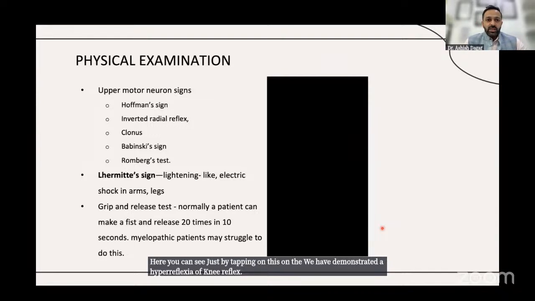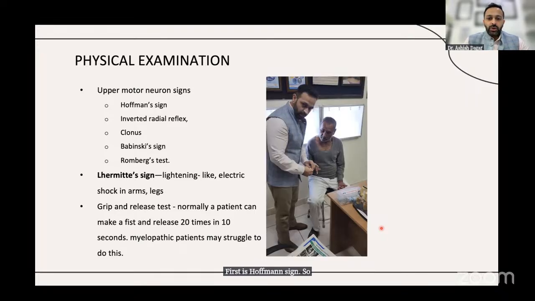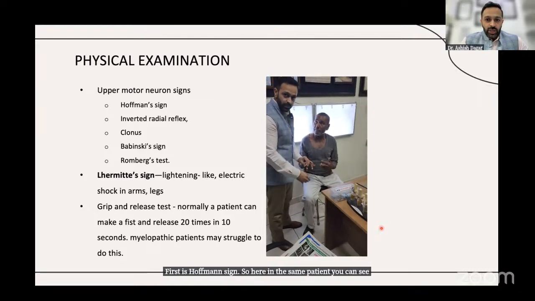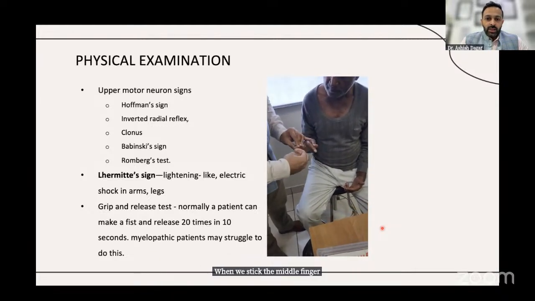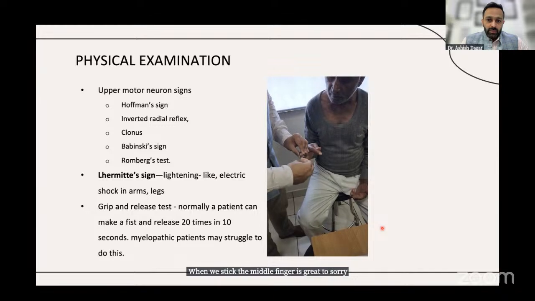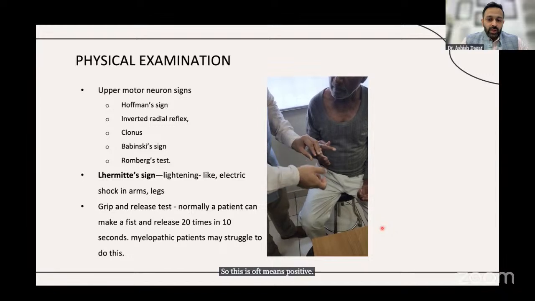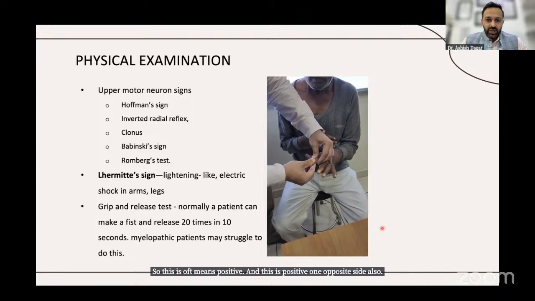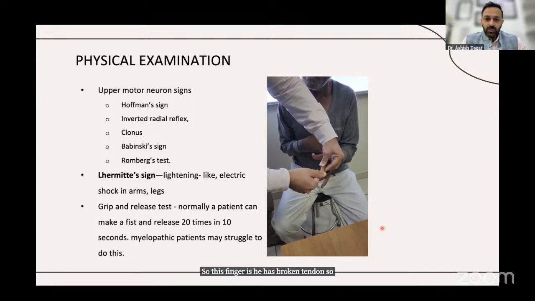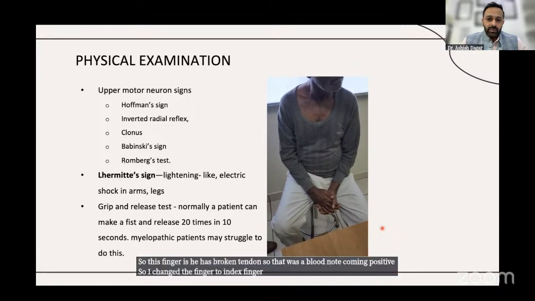Next are the specific signs, the upper motor neuron signs that we elicit. First is Hoffman sign. Here in the same patient, you can see I have demonstrated Hoffman sign. When we flick the middle finger, the thumb adducts. This is Hoffman's positive, and it is positive on the opposite side also. In this finger he has a broken tendon, so it was not coming positive. So I changed to the index finger, and you can see the thumb moves like this.